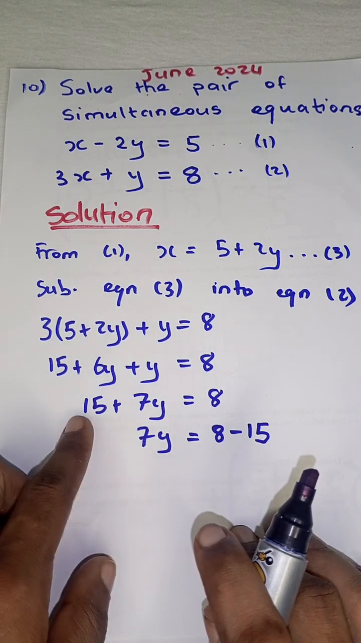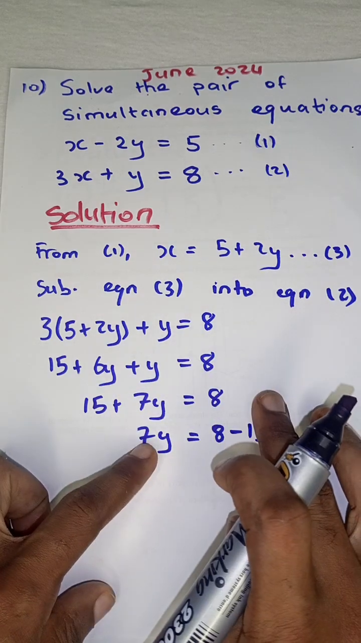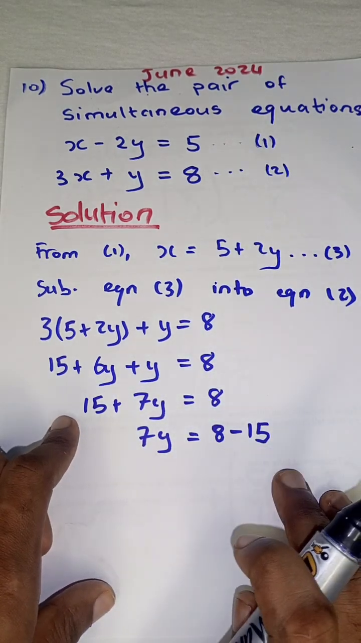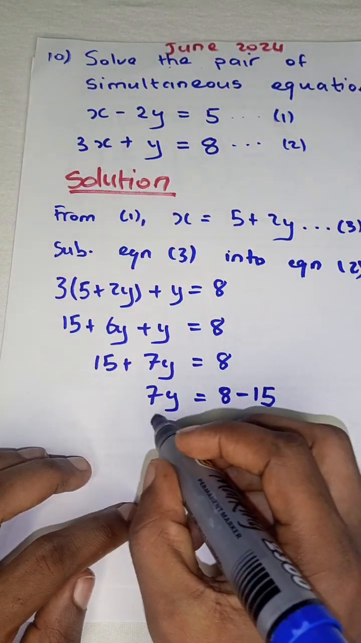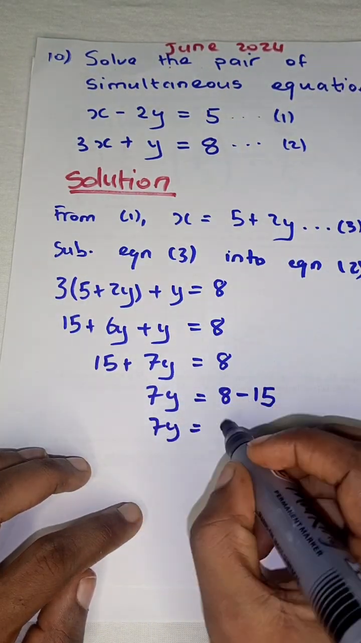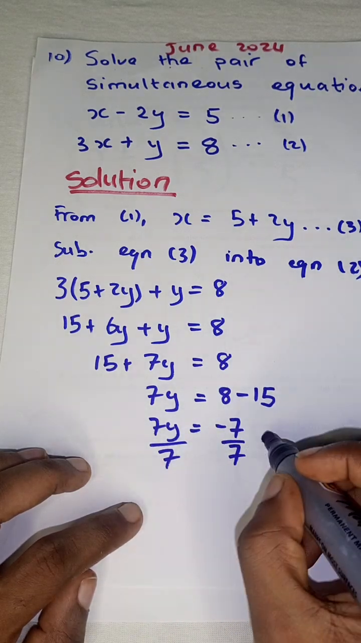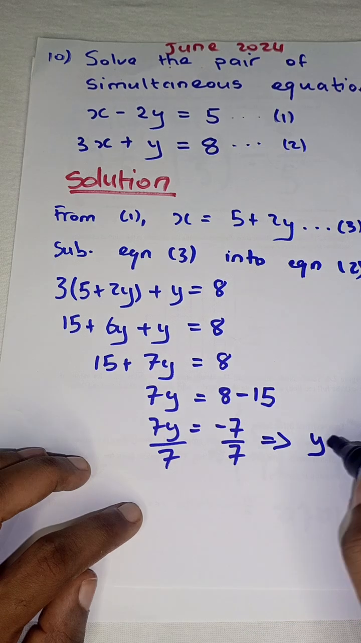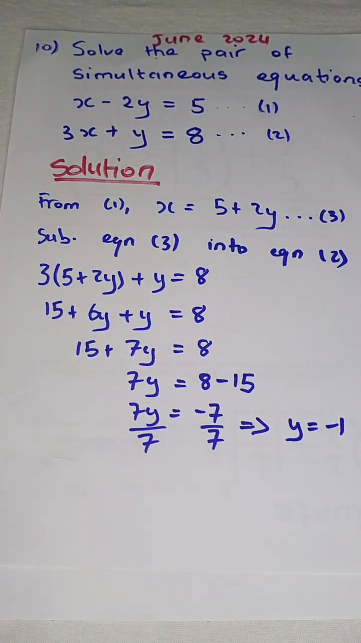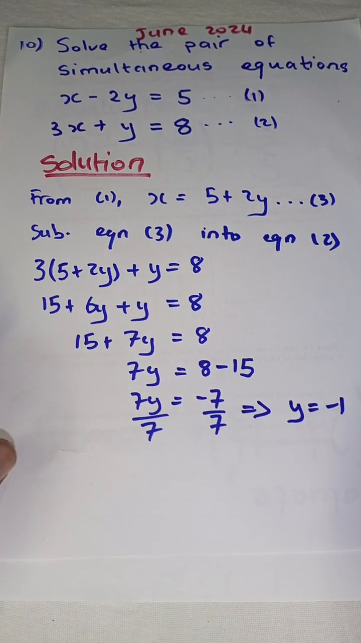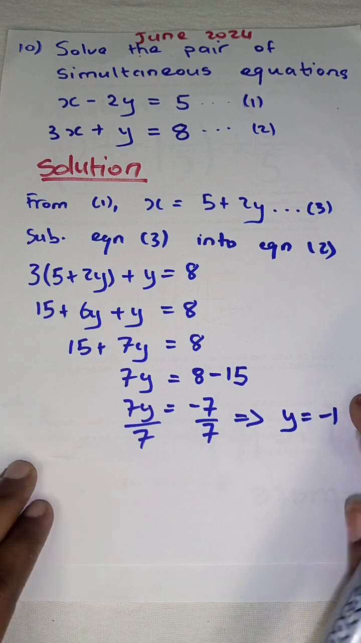So here we've taken the 15 to the right hand side. It's a positive 15. So when it crosses, it becomes negative. And here 7y is equal to negative 7. Dividing both sides by 7, we obtain y equal to negative 1. So that's the value of y we've gotten, and since we already know the value of y, we can get the value of x.